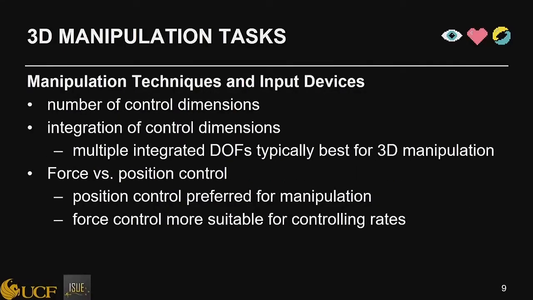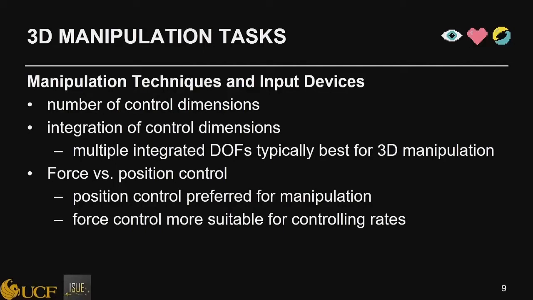Now, a couple of things about manipulation. When we think about manipulation, we think about selection and manipulation in 3D. In VR, we have to talk about the number of control dimensions. How many dimensions are you controlling? Very often it's 6 degrees of freedom, right? 3 position, 3 orientation. Sometimes it can be more. It depends on what it is you're dealing with.